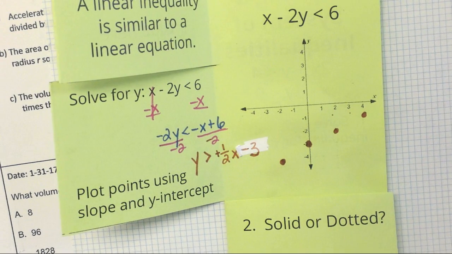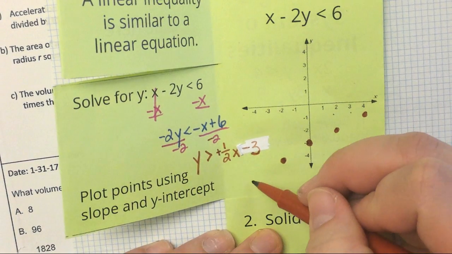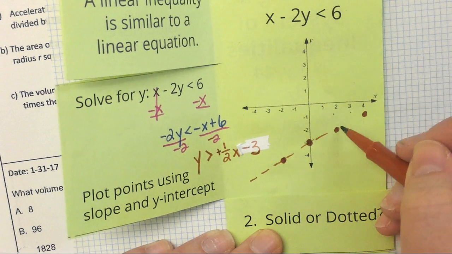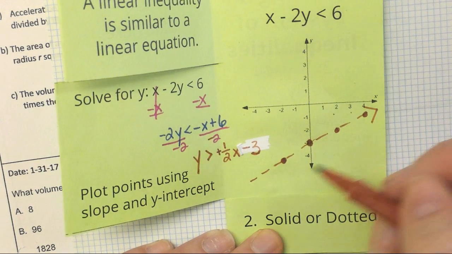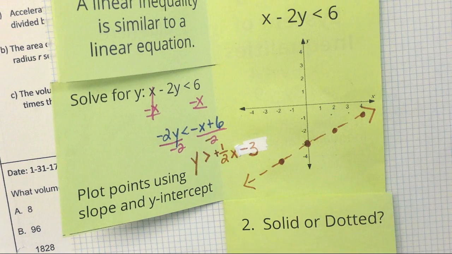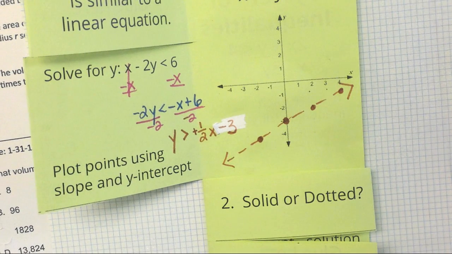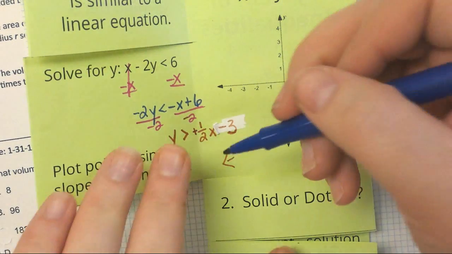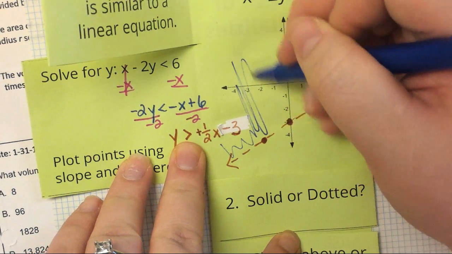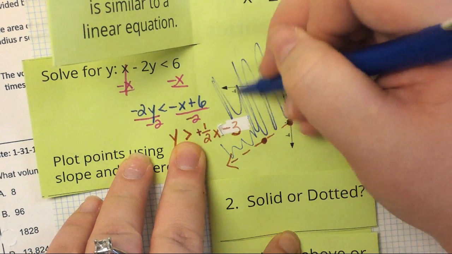Okay, I'm ready to connect my dots. What kind of line do I use? I have got to use a dotted, or dashed, either way, but not a solid line because it is not greater than or equal to. It's only greater than. And since it's a greater than, I need to shade above it. So everywhere above it, I'm going to shade.